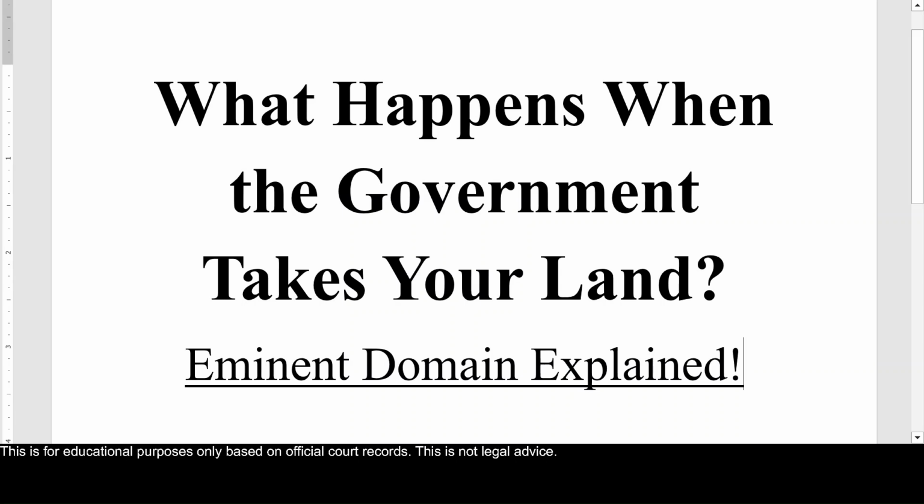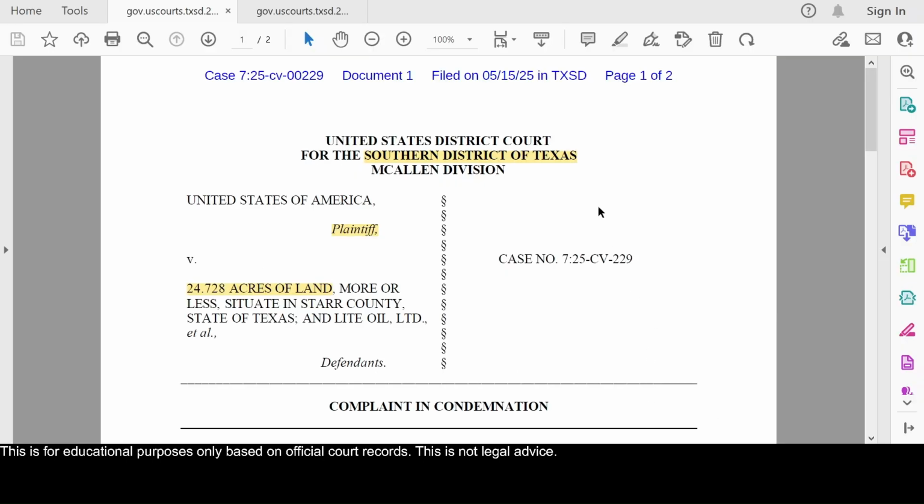Today we're going to talk about what happens when the government takes your land. Eminent domain explained. What we're going to do is look at an actual case from Texas, and walk through it to see what it looks like when the government takes your land. All right, so this is the case that we're talking about.